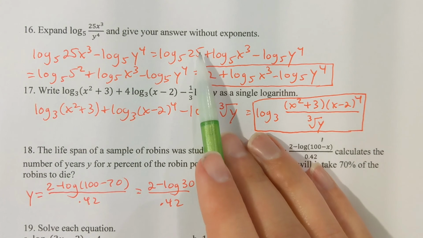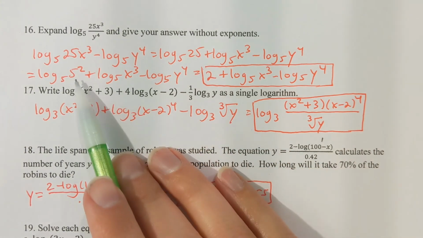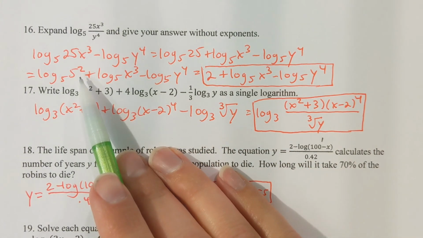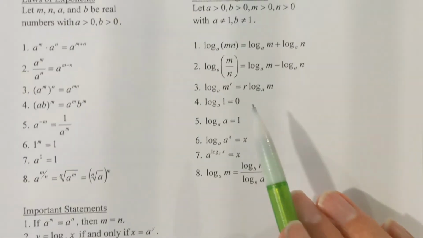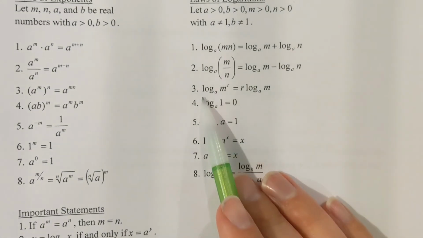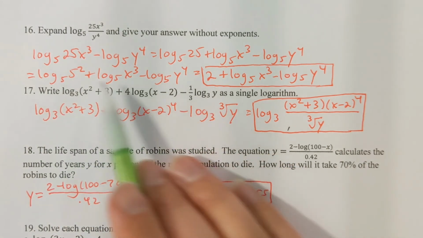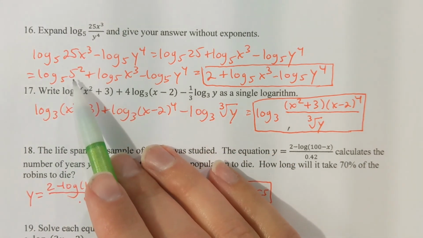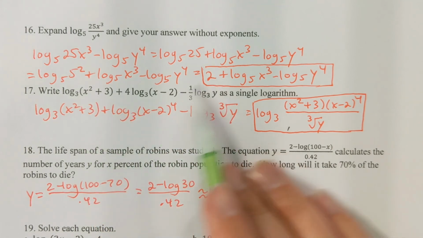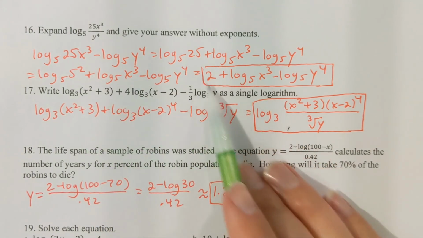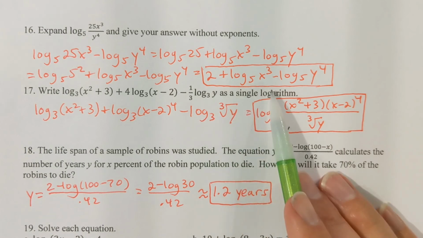Log base 5 of 25, well, 25 is the same as 5 squared, and I know that powers can come out of logarithms, right? That's law 3, so this power of 2 can come in front. 2 times log base 5 of 5, log base 5 of 5 is 1. 2 times 1 is 2. Everything else would stay as is here. So here would be my answer.